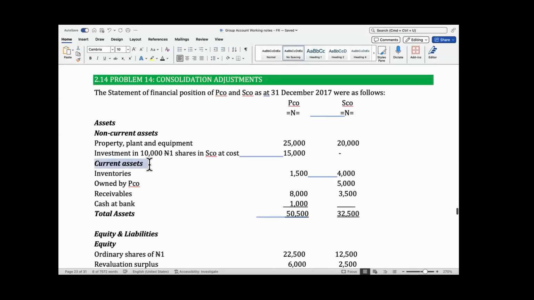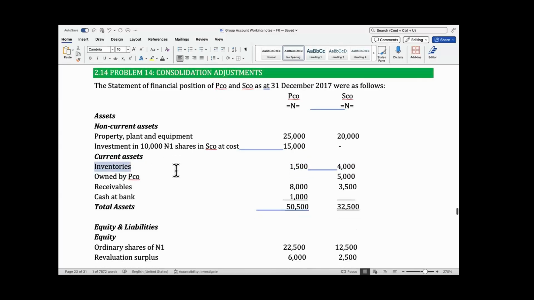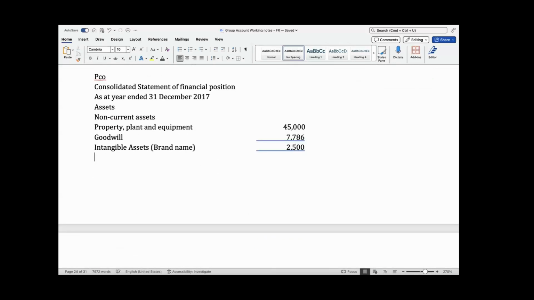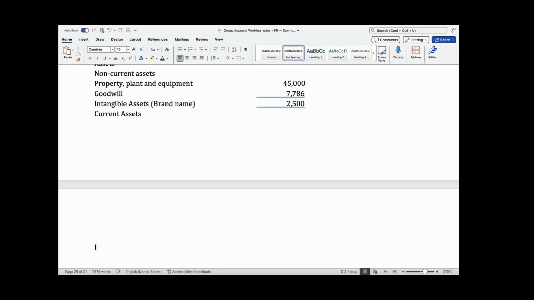Then I can move to current assets. The first item there is inventory. If I add these two together, it gives me 5,400.